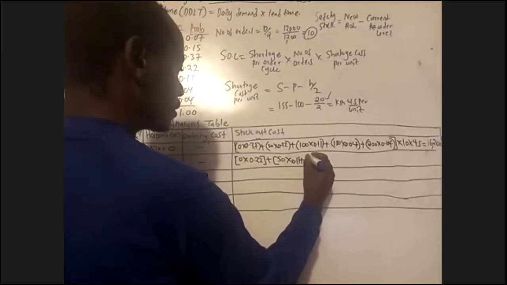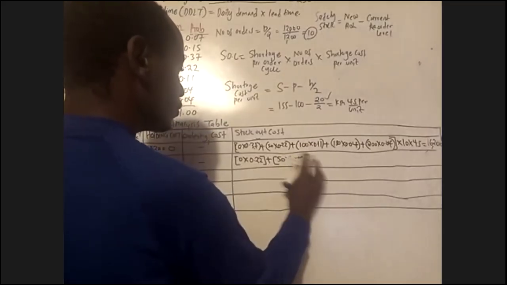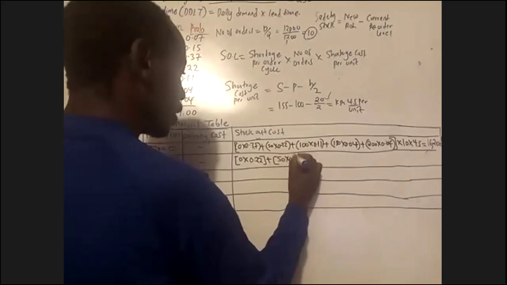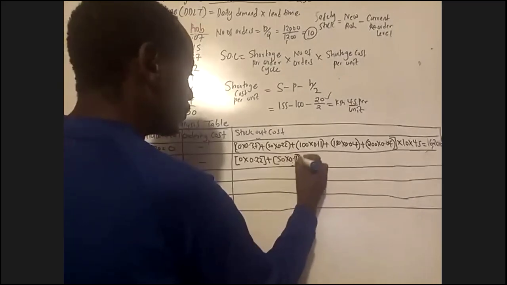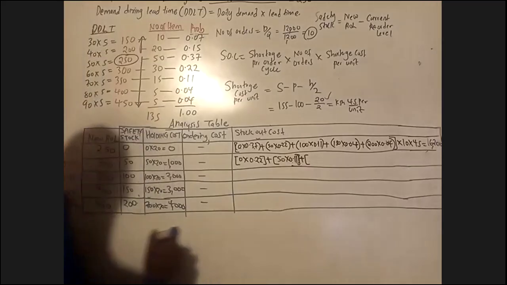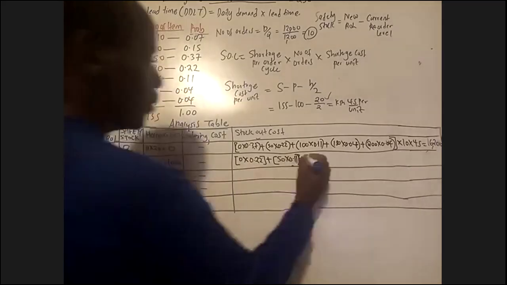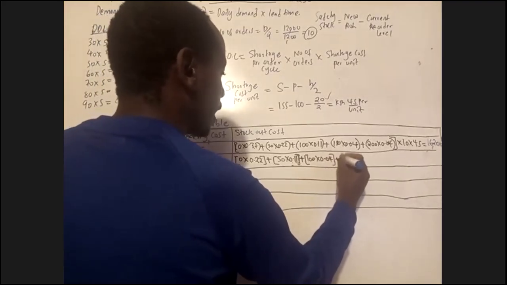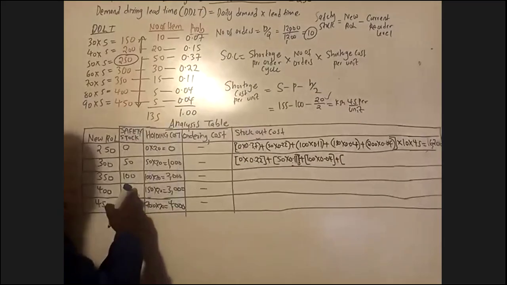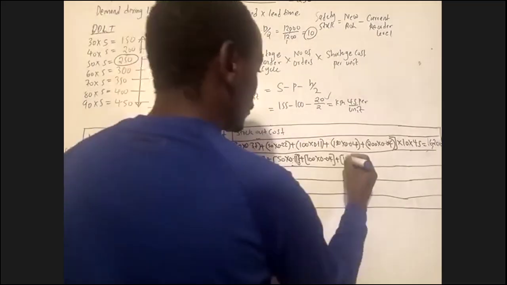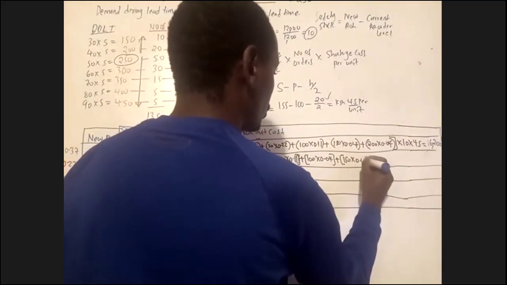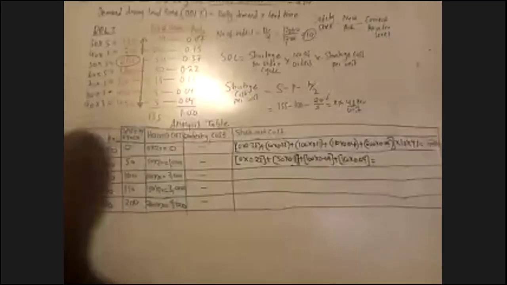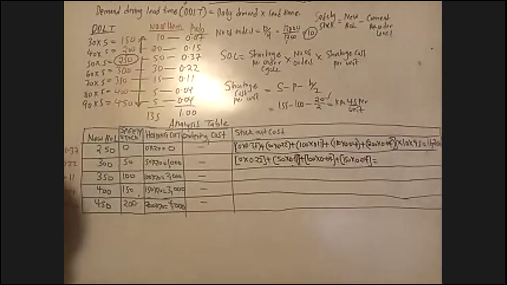0.11 plus times 0.11 plus 100 times 0.44. Tunaenda kwa chini yake 0.04 plus 150 times 0.04. 150 times 0.04 inaishia hapo.